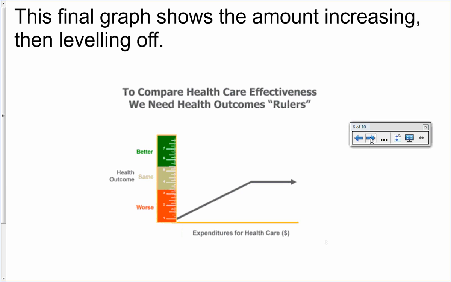And finally, this graph shows the amount increasing, then leveling off. So here we can see that for a period of time, we have an increasing amount, and then it levels off. So it just stays at the same value consistently.